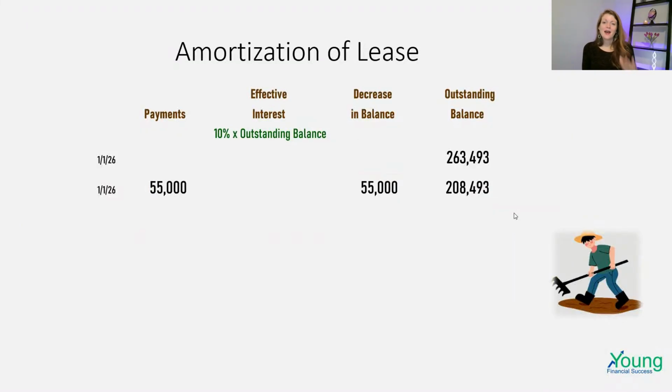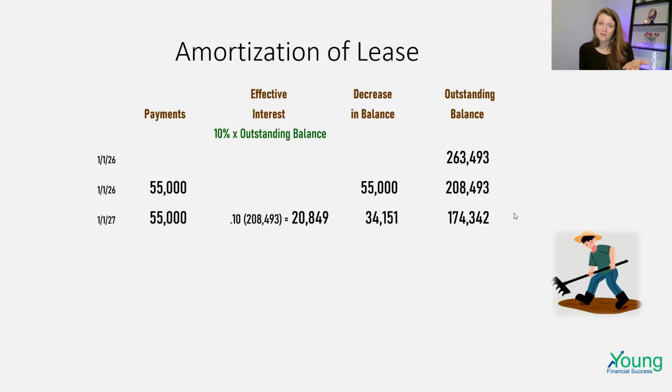So let's look at it under an amortization, because sometimes that can help us understand things better. So we started out on January 1st, 2026 at $263,493. Then that same day, we made that payment. So all of it went towards the balance. So instantly, we've paid it down to where we only owe $208,493. It's kind of like a down payment, right? That we would think of with other types of loans.